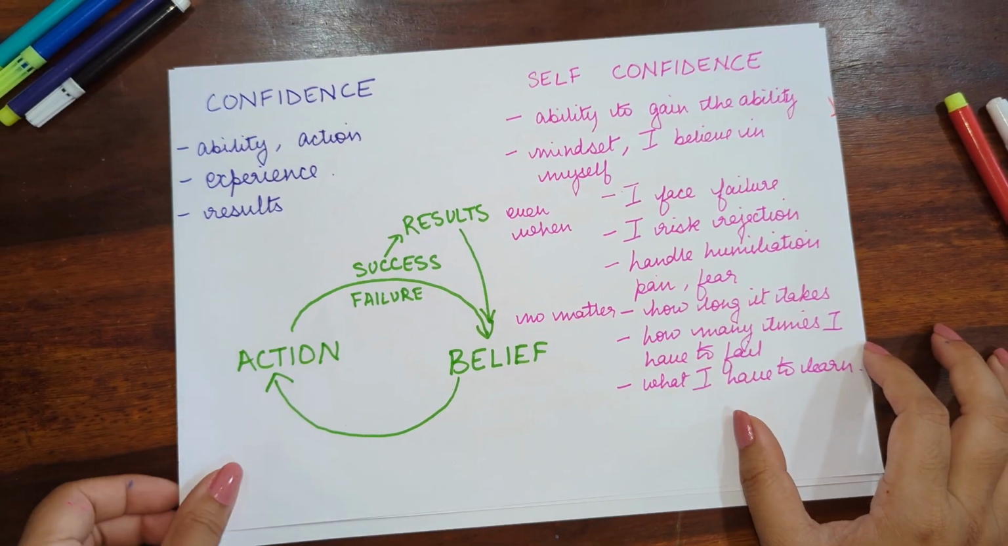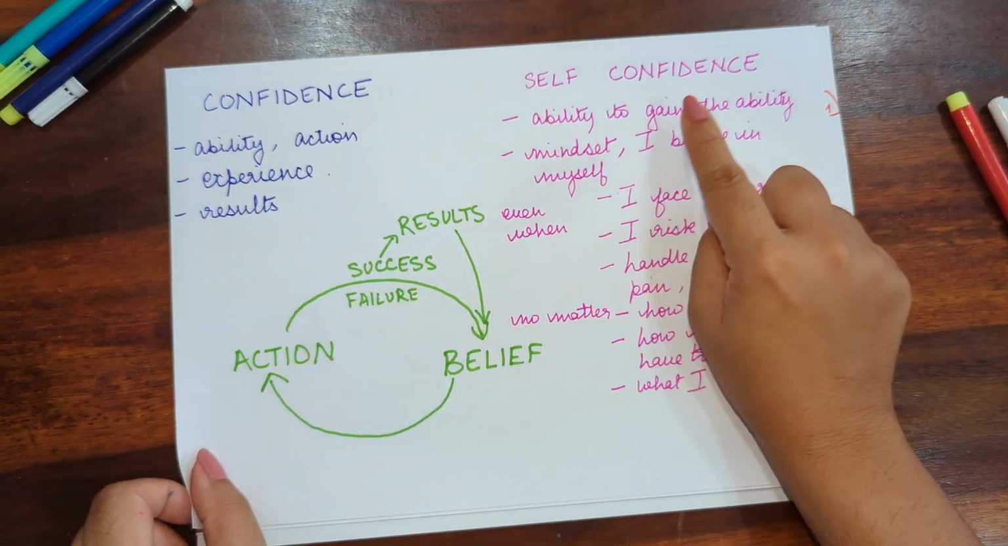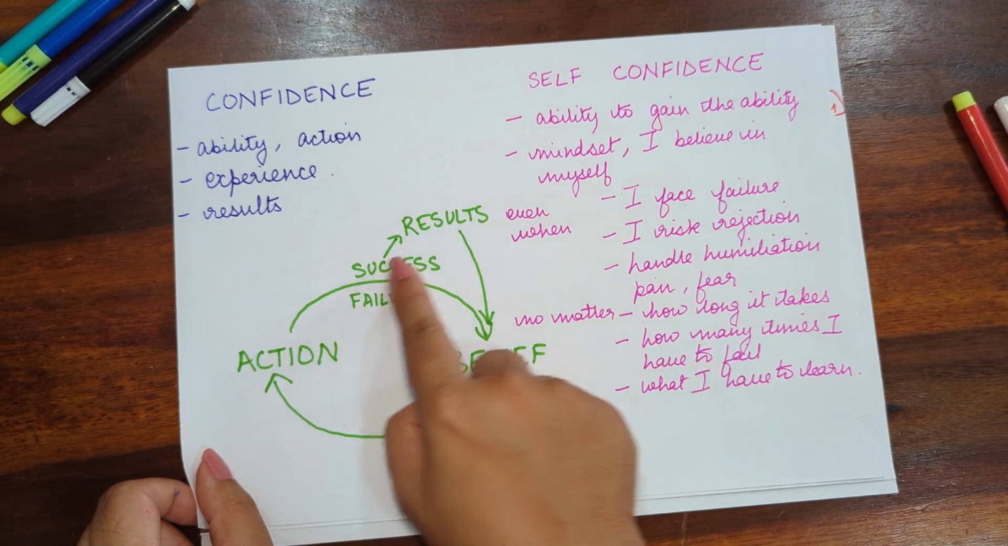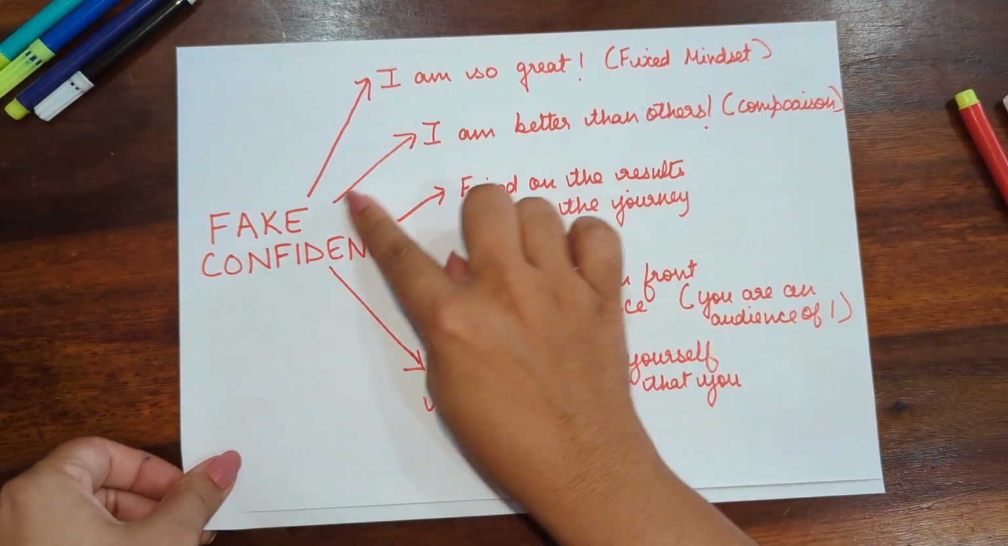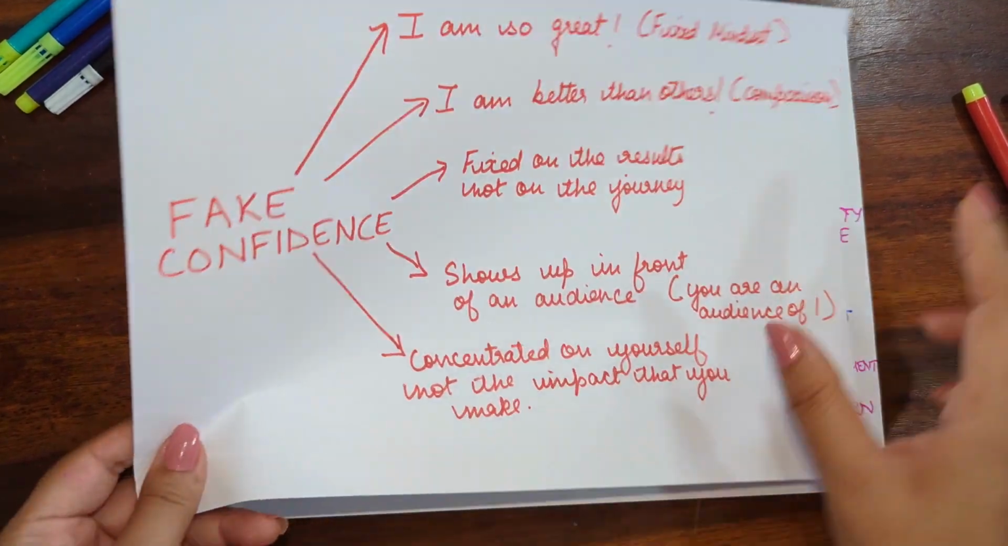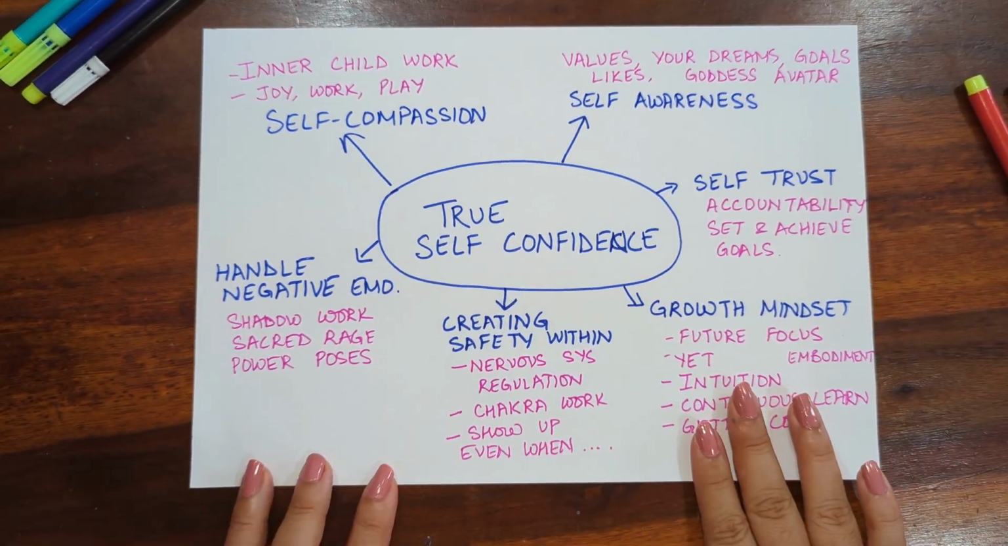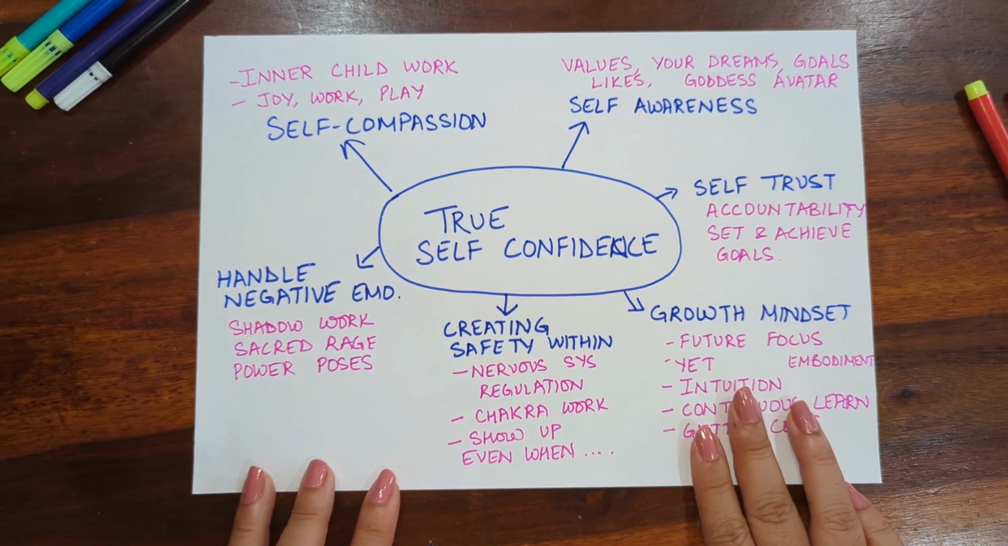In this video, we discuss what is the difference between confidence and self-confidence and the belief action cycle. We also talk about what it means to have fake confidence and the 6 steps that you need to develop true self-confidence.